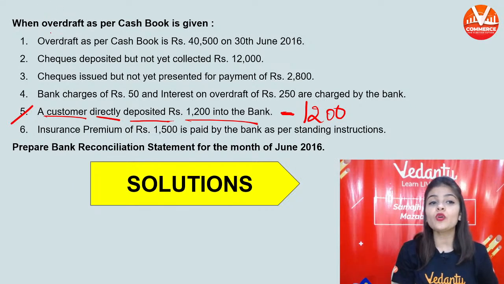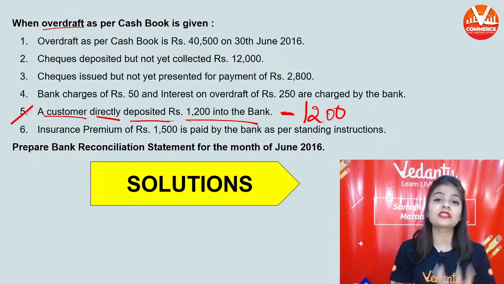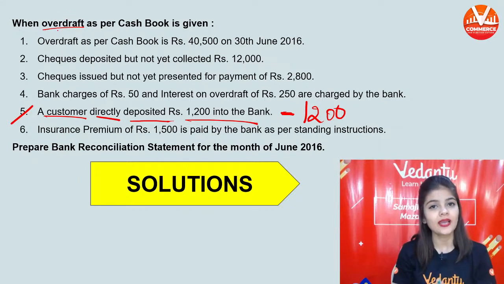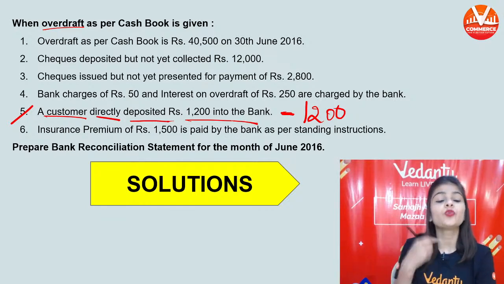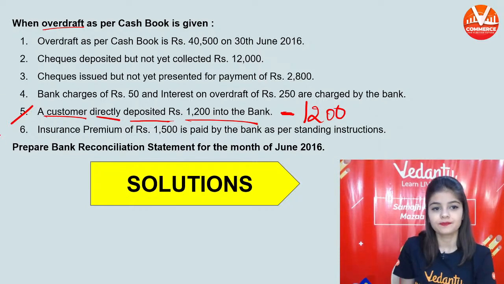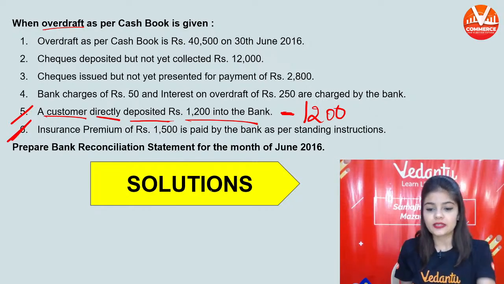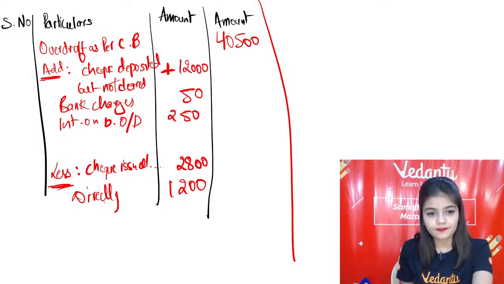Opposite क्यों होता है? क्योंकि जो ओवरड्राफ्ट बैलेंस होता है ना, वो नेगेटिव होता है. ओवरड्राफ्ट बैलेंस जो होता है वो नेगेटिव होता है, तो आप इसीलिए अपोजिट करते हो. So we will subtract 1,200. Instead of adding, you will do minus. This is directly deposited into bank.